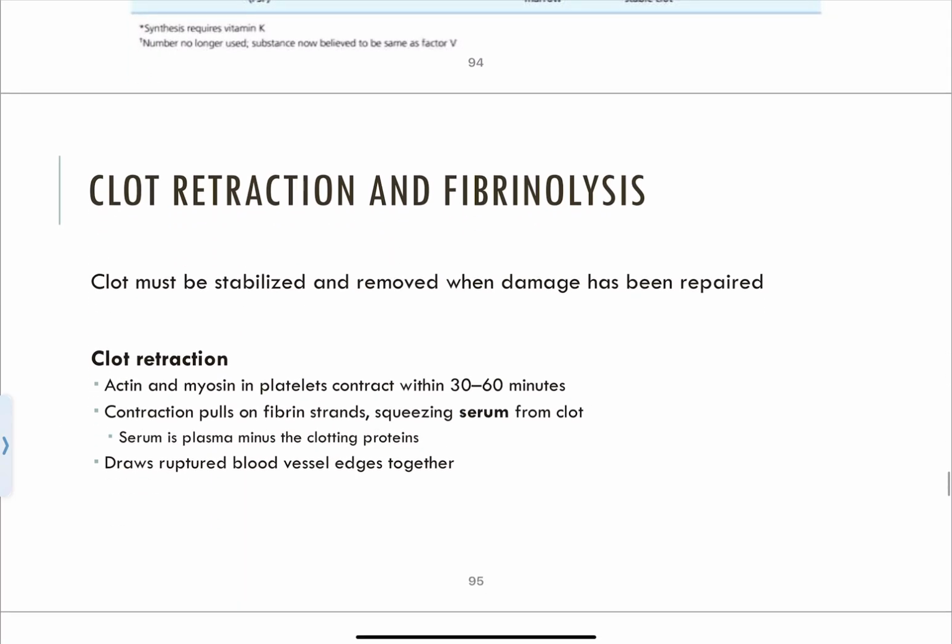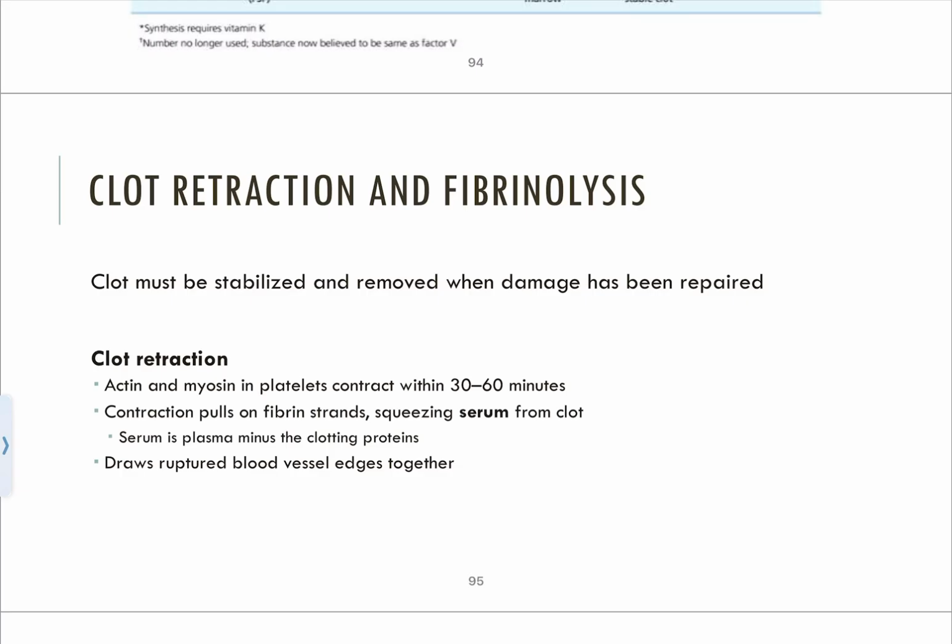So once we've laid down the clot, the blood clot or that fibrin mesh, eventually we have to go in and retract it and lay down some actual tissue in order to have a permanent seal. So we have the next step, which is clot retraction, and we have actin and myosin in the platelets themselves that's going to contract within 30 to 60 minutes of laying down that mesh clot.